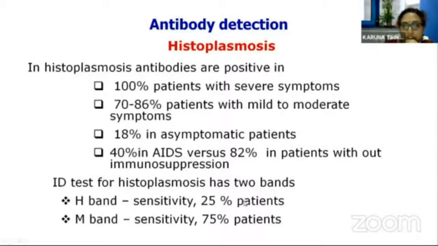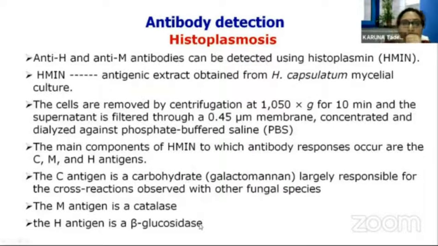Immunodiffusion for histoplasmosis has two bands, the H band and the M band. The sensitivity for the H band is 25%; in 25% of patients you will get the H band. Predominantly what you get is the M band, which has 75% sensitivity; in 75% of patients there will be an M band. Anti-H and anti-M antibodies can be detected using histoplasmin.